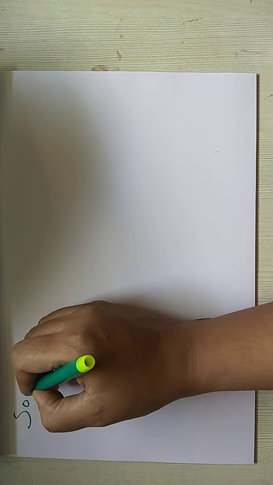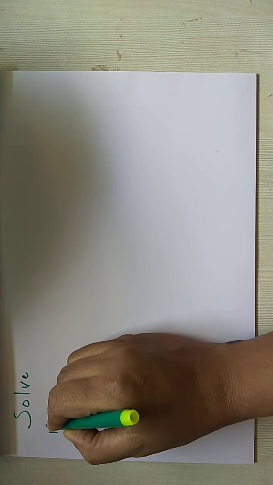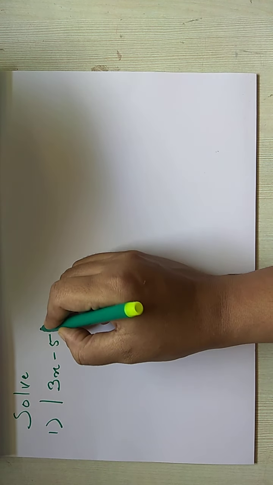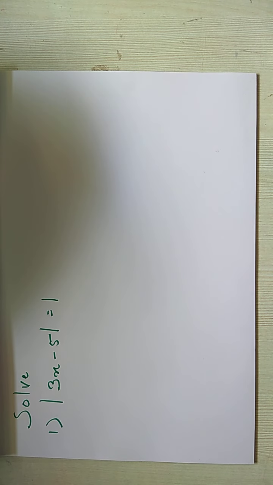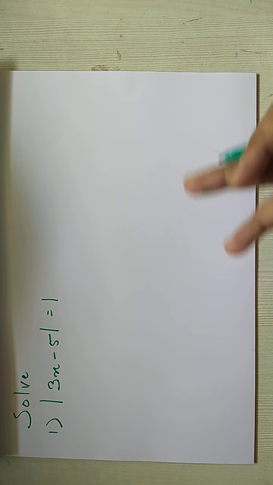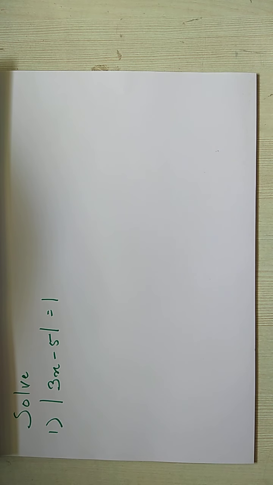Now let's go to the next sum, which is solve. Now you have to solve modulus sums. The meaning of the word solve is that an unknown variable will be there in that sum, whose value you have to find out. 3x minus 5 is equal to 1. Now we know very well, when it's x, this x can take any value in the world: any positive number, any negative number, any decimal number. We have no idea about it until we solve and get the value of x.